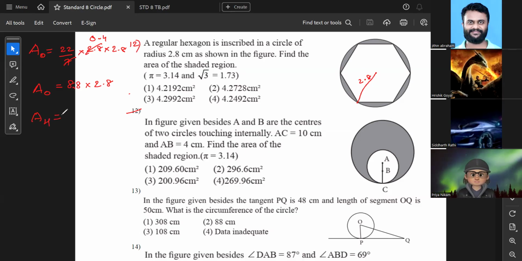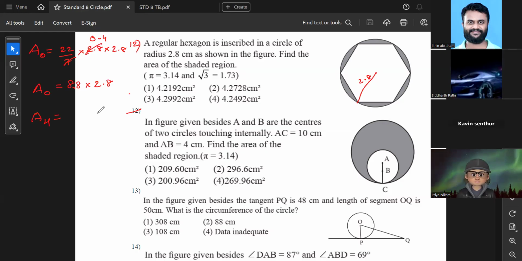Now, the area of the hexagon. Does anyone remember what the area of the hexagon's formula was? Yes, 3 root 3 upon 2 multiplied by s square. So it's 3 root 3 divided by 2 multiplied by side square. In this case, it is 2.8 multiplied by 2.8. I hope it's clear. Yes, that's great.